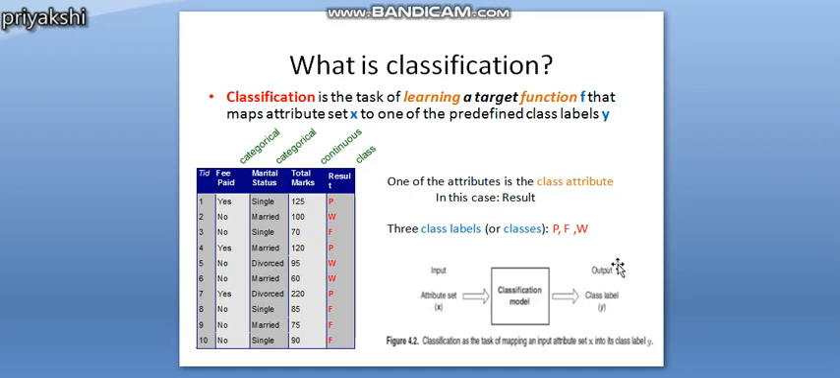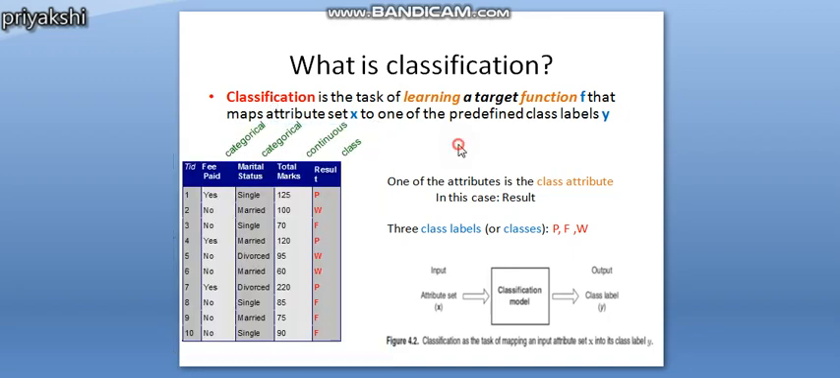So the input data for a classification task is a collection of records, as you can see in the table. In this particular example, I have taken the records of the students of a particular class. The attributes are fee paid, which is categorical, that means whether it is yes or no, then the marital status of the student, then the total marks obtained by the student, which is a continuous type of attribute, and the last column represents the class attribute.